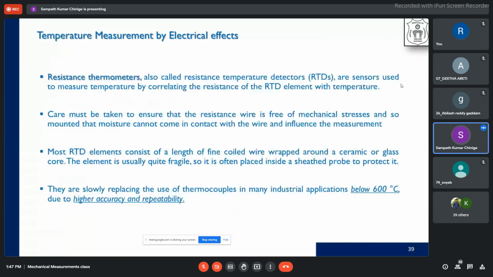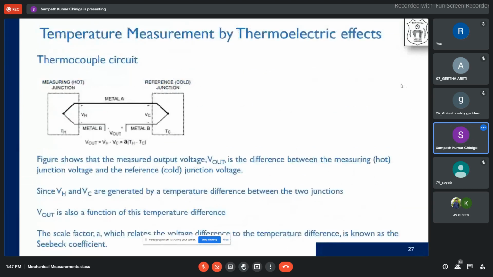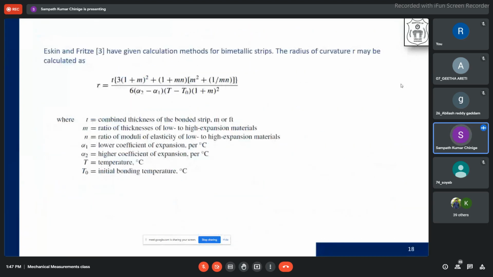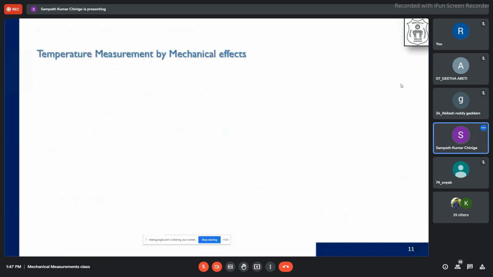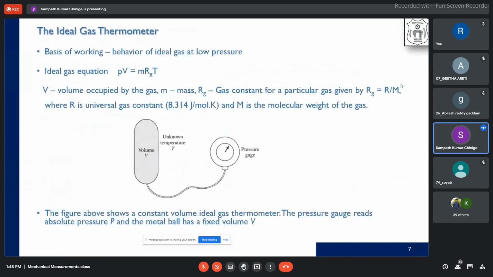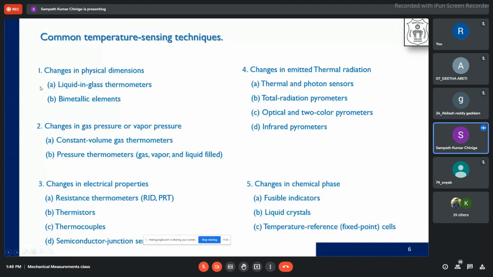If you remember the fourth topic, when we were discussing the various techniques by which we measure temperature, you classified them as based on changes in physical dimensions. Under that classification we have liquid in glass thermometers and bimetallic elements. Both of them are complete. And then changes in gas pressure or vapor pressure, fluid property variation. Based on that, we have constant volume gas thermometers and pressure thermometers. That topic is also completed in detail.